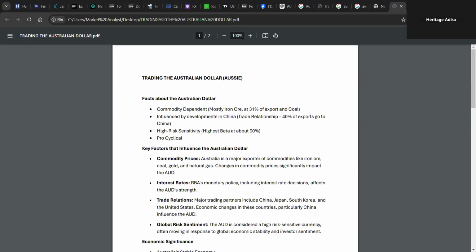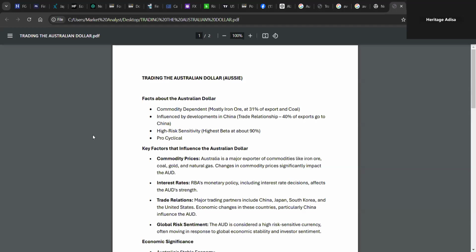Now, I already mentioned the high risk sensitivity when it comes to the AUD. The Aussie is considered a high risk sensitive currency, often moving in response to global economic stability and investor sentiment in the markets. Traders are feeling the markets, so risk sentiment, risk on, risk off affects the currency. And of course, you have cases of risk off that also negatively influence the currency.